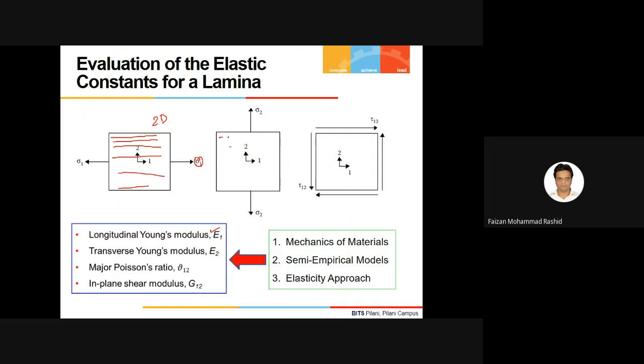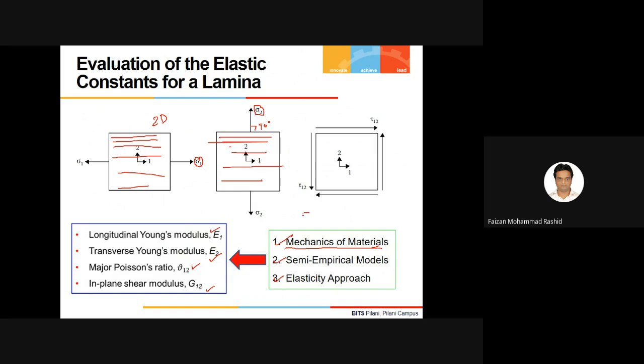In the transverse direction, the fiber is like this, and the load is applied at 90 degrees to the fiber orientation. So E1 and E2 are the longitudinal and transverse moduli, this is called the major Poisson's ratio, and the in-plane shear modulus is G12. These are the three different approaches to get these values: mechanics of material, semi-empirical, and the elastic approach based on elasticity.